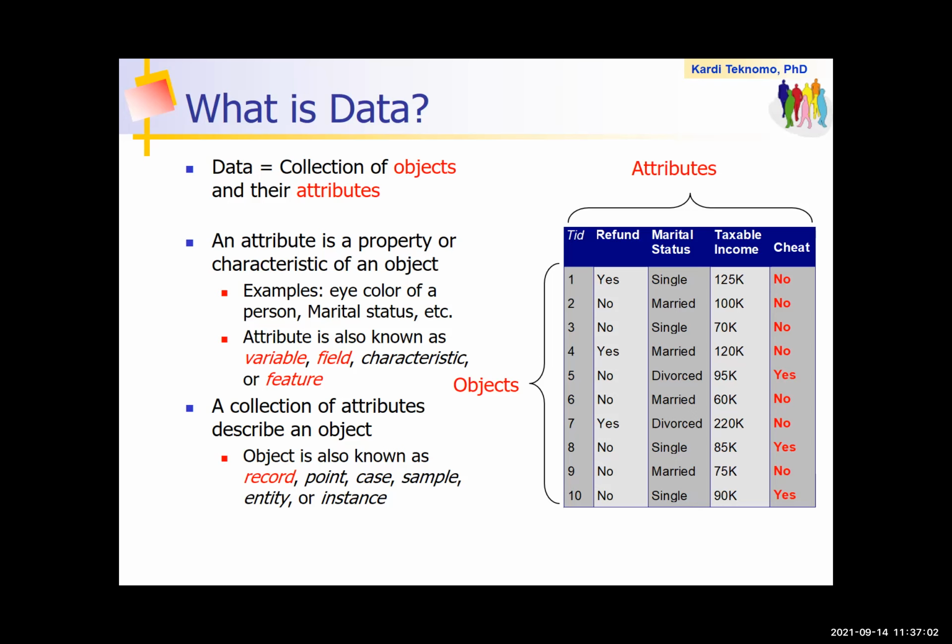Next, a collection of attributes will also describe an object, right? When we say object here, we also sometimes say record, point, case, sample, entity, instance. These are all the same name, which is the row of the data table. So we always put the object in the row, and we put the attributes or variables in the columns of the data table.